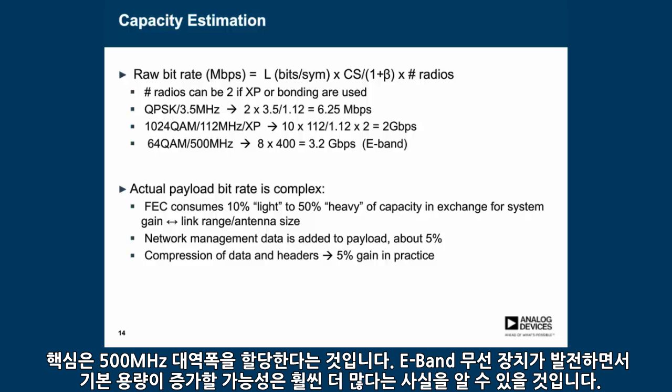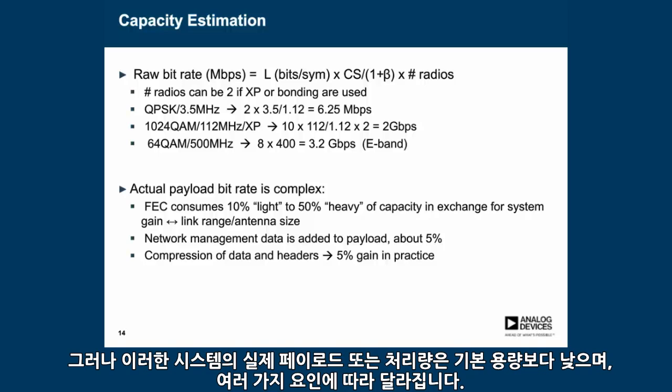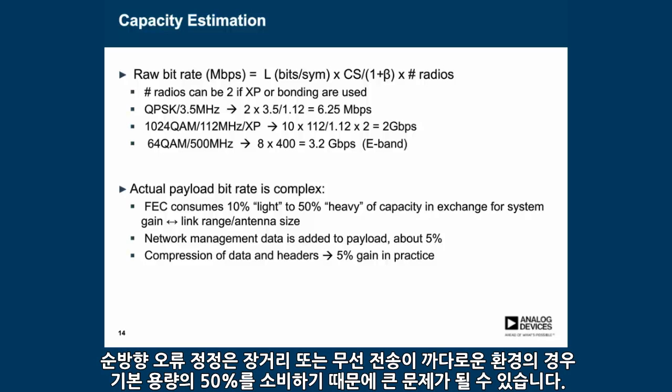The key is the 500 megahertz of bandwidth in the allocation. You can see that there is much more room to grow in raw capacity as E-band radios become more capable. The actual payload or throughput of these systems, however, is lower than the raw capacity, and it is dependent on a number of factors. Forward error correction can be a big one, sometimes consuming as much as 50% of the raw capacity in the case of long distances or difficult radio transmission environments.